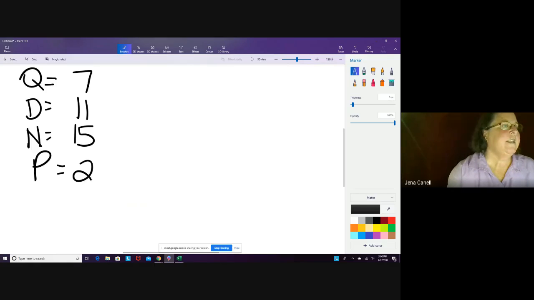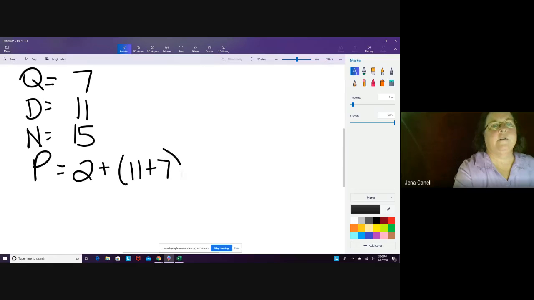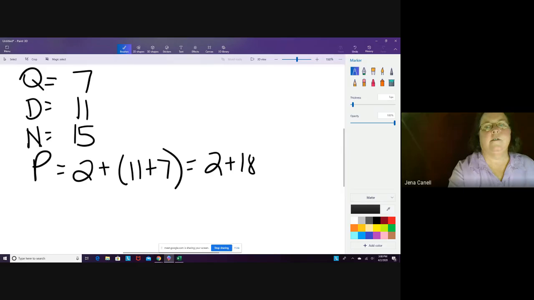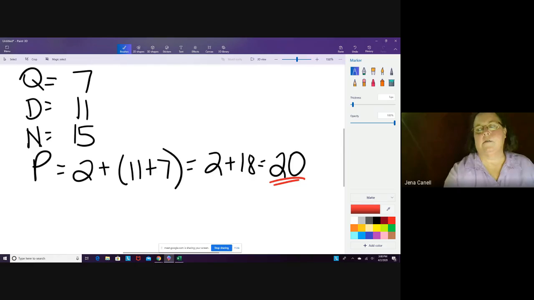For the penny, she has 2 more than quarters and dimes combined. So 2 plus whatever her quarters and dimes equals. Quarters and dimes together would equal 18. So that's 2 plus 18 equals 20 pennies. So 20 pennies. All right.